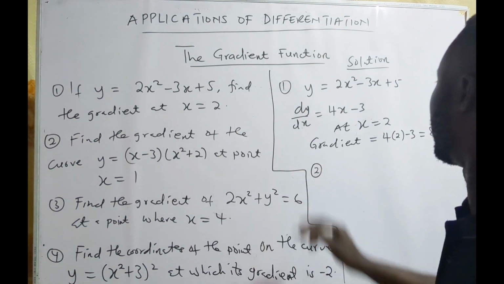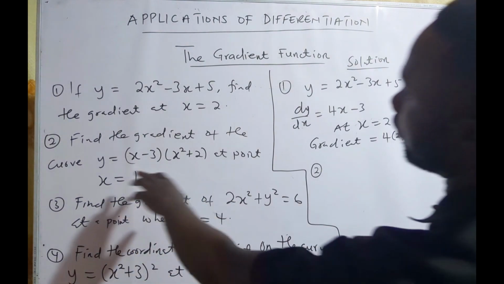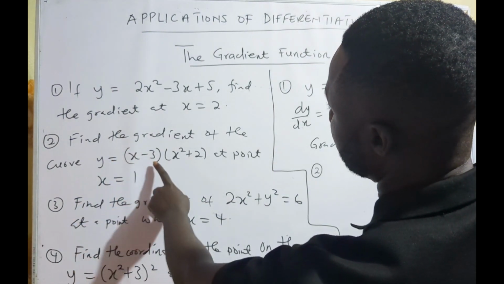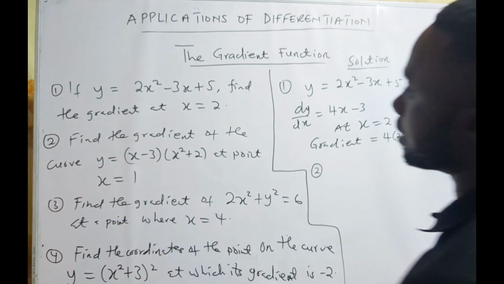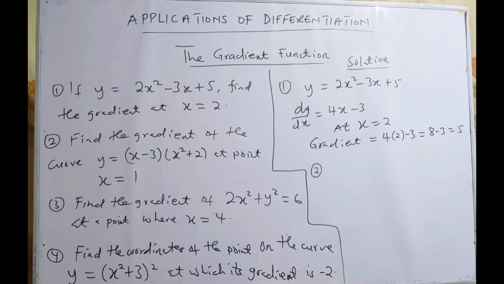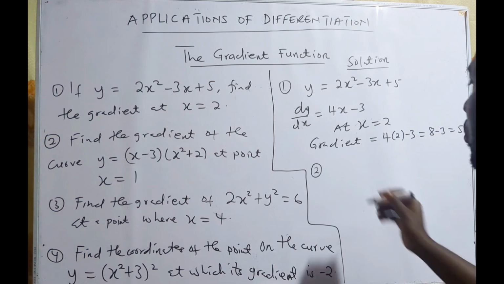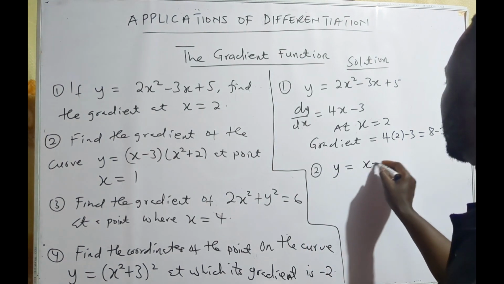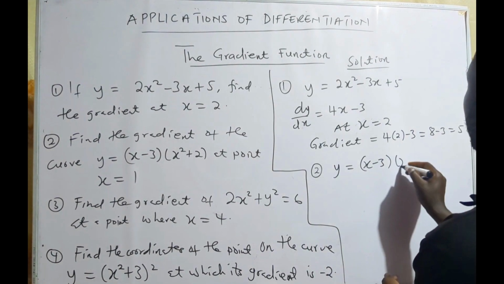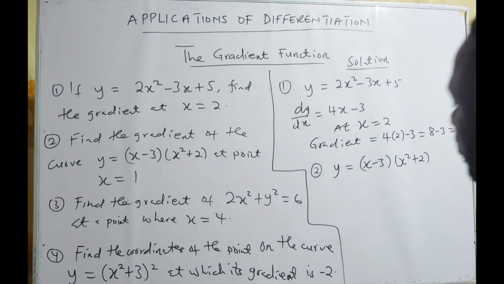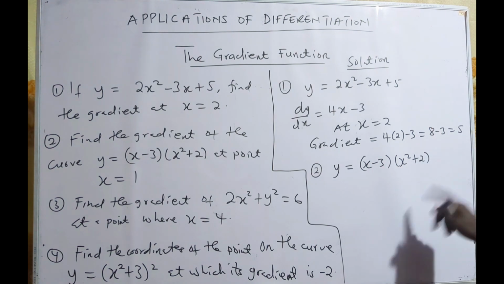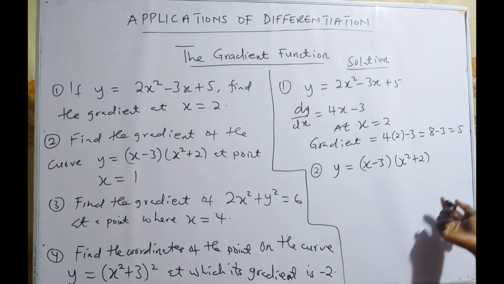Okay. Number 2, find the gradient of the curve y is equal to (x minus 3) multiplied by (x squared plus 2) at a point x is equal to 1. We are going to find the gradient. Okay, so our y is equal to (x minus 3) and then (x squared plus 2). If you like, you can use the product rule where you differentiate this and maintain this plus differentiate them, or you can expand and then we go by a normal differentiation.